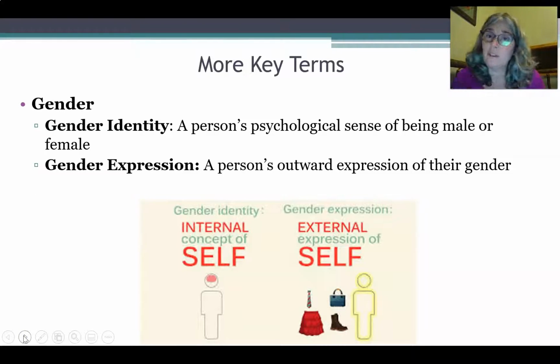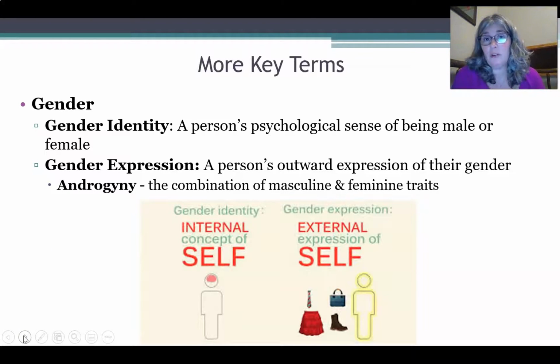Then gender expression is a person's outward expression of their gender. Now, those two things may or may not be the same. So gender identity is internal, in the mind, how you view yourself, your own psychological sense of who you are, male or female. Gender expression is more about the clothes that you wear, the way you do your hair, any makeup you might use on your face, etc., to imply to others what your gender is.